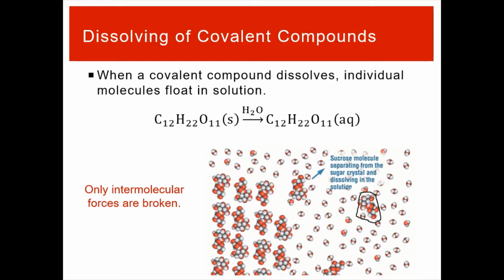Importantly, the only thing that's broken is intermolecular forces. So say sugar is held together by hydrogen bonds. All those hydrogen bonds are going to be broken between the sugar molecules, but importantly, no covalent bonds are broken. So it's just the whole molecule. So in terms of the molecular formula, we expect to see it's just the same molecular formula, and the only thing we change is that aq.